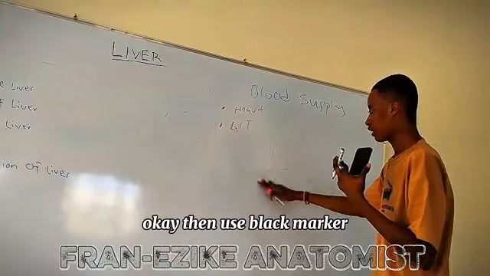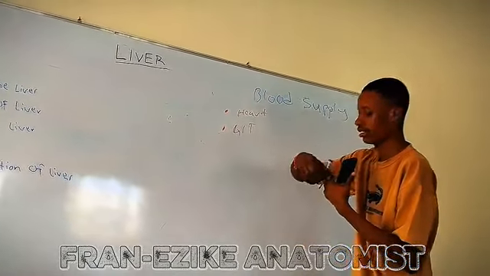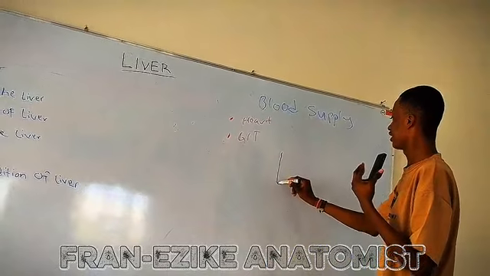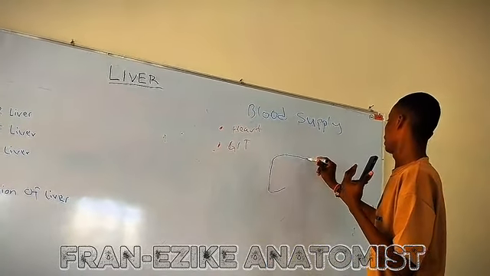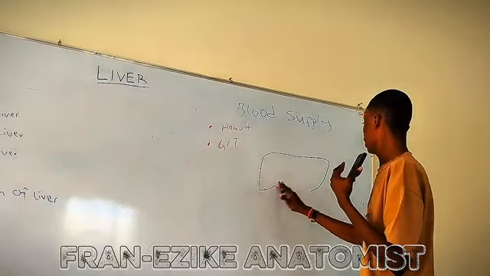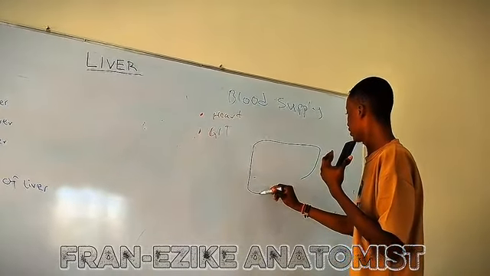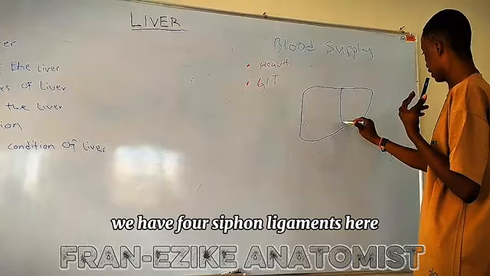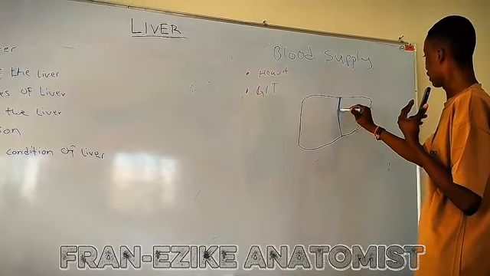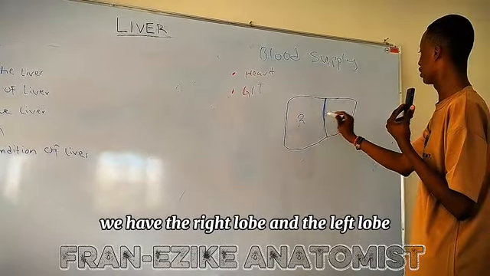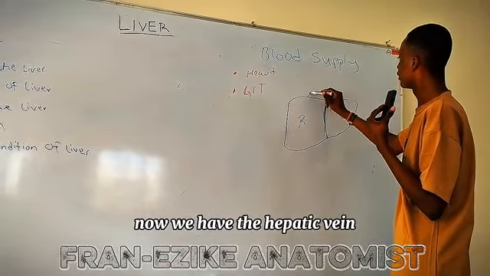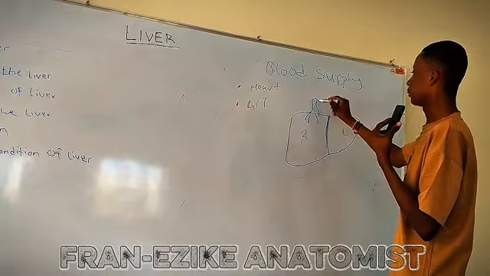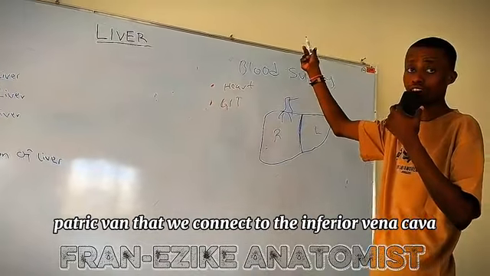Okay. Let me use black marker. The liver is like this. And the liver is like this. We have falciform ligaments here. We have the right lobe and the left lobe. Now we have the hepatic vein that connects to the inferior vena cava.